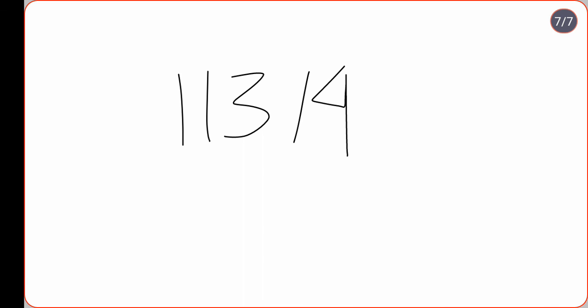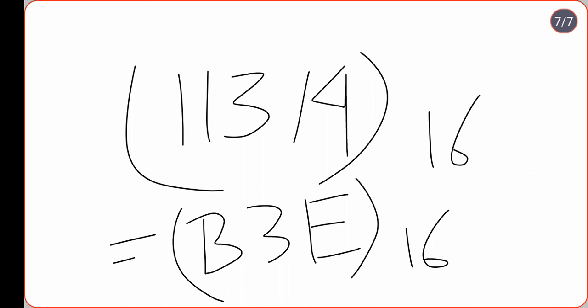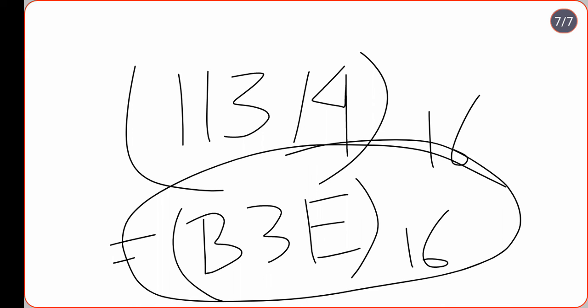Let's take another example. Suppose 11, 3, 14, base 16. Base is important. 11 will be B, 3 is going to be 3, and 14 is going to be E. Okay, this is the fashion we write this in this type of system. That is 11, 14, the number that exceed 9, we write in alphabets.